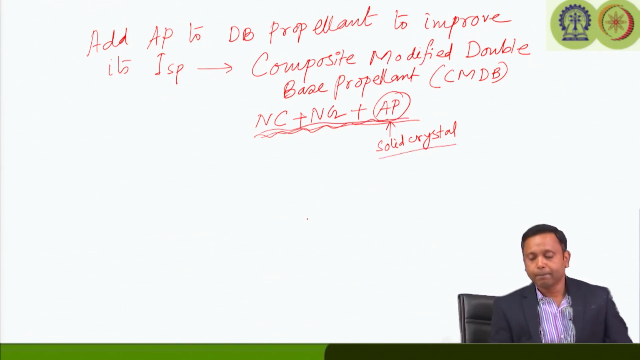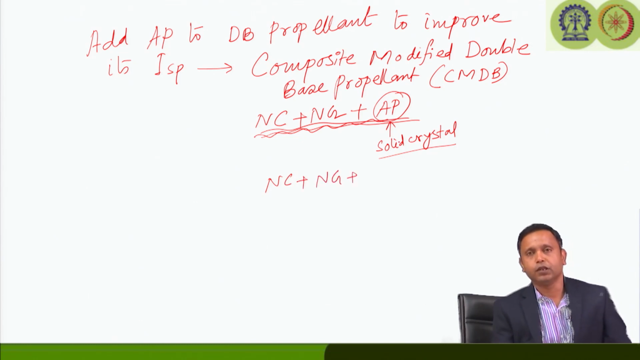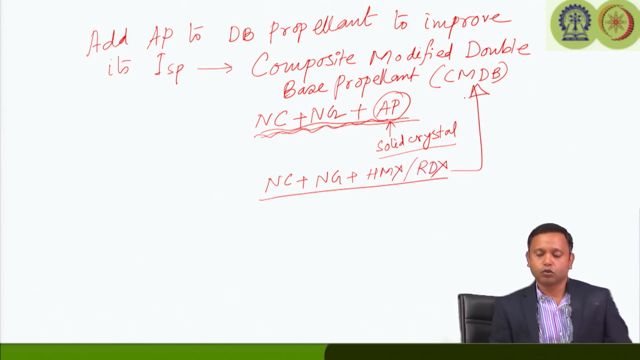Now, it can have some amount of HMX or RDX also. It does not mean that it always has AP as the additional oxidizer; it can have HMX or even RDX, which also comes under the category of composite modified double base. So, basically we are changing the composition of the double base propellant by adding some additional oxidizers. These are some organic or inorganic oxidizers, which are added to the double base propellant matrix in order to improve the performance.